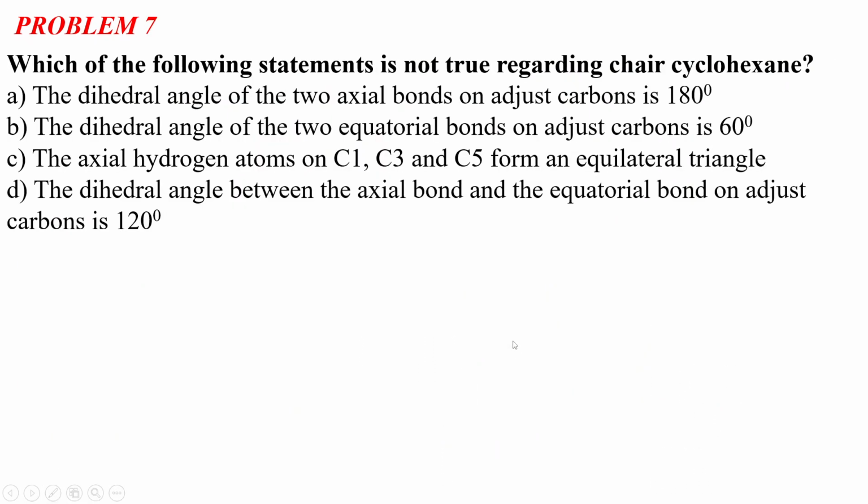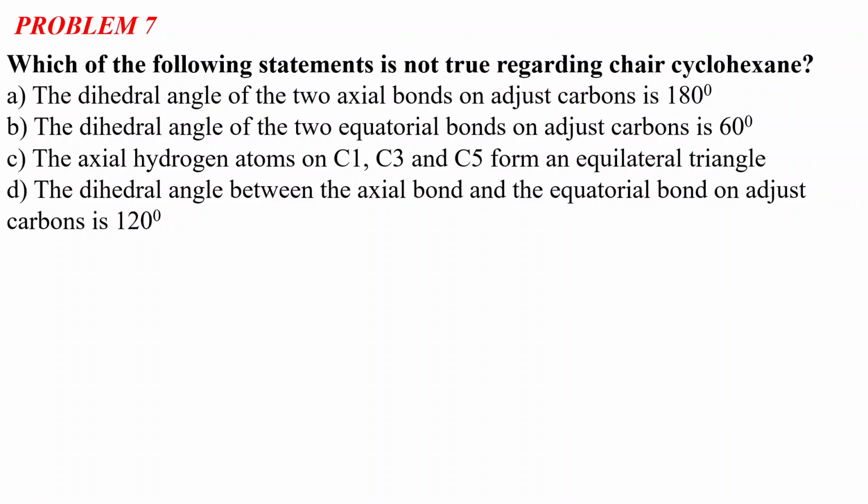Okay, so problem number 7 says: which of the following statements is not true regarding chair cyclohexane? A, the dihedral angle of 2 axial bonds on adjacent carbons is 180 degrees. B, the dihedral angle between 2 equatorial bonds on adjacent carbons is 60 degrees. C, the axial hydrogen atoms on C1, C3, C5 form an equilateral triangle. And option D, the dihedral angle between an axial bond and an equatorial bond on adjacent carbons is 60 degrees. Now let's figure out which of the following statements is not true about chair cyclohexane.